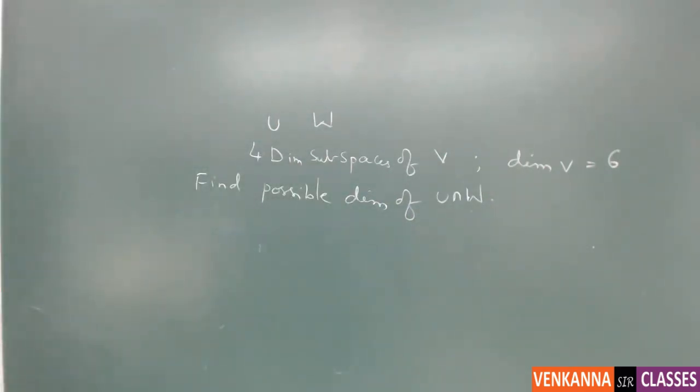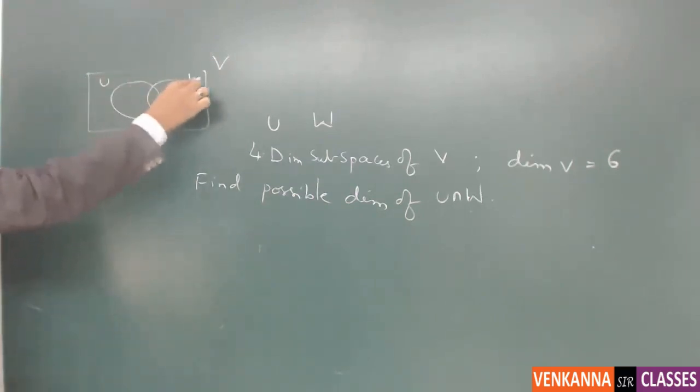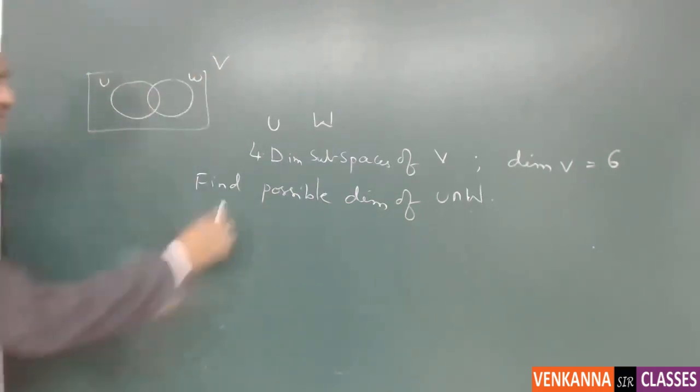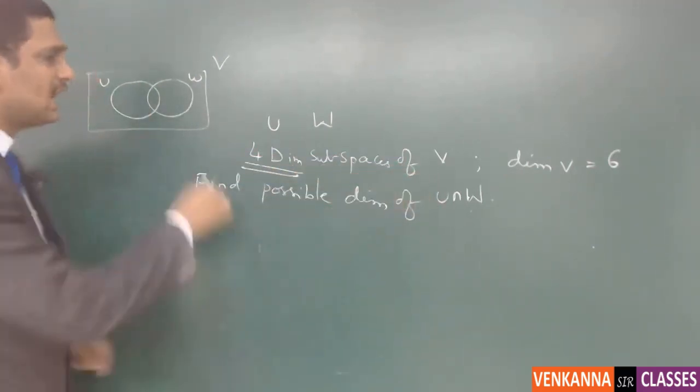So here I have considered a vector space V whose dimension is 6. It means that if I have found a basis for V, it contains exactly 6 elements. And also I have considered two subspaces of V. So this is my V and these are two subspaces U and W. And I am saying that these are 4-dimensional subspaces of V and they are distinct.